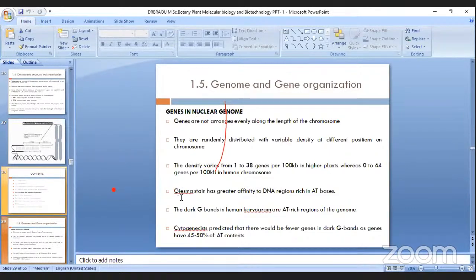So in chromosomal staining for band patterns, we use Giemsa stain.